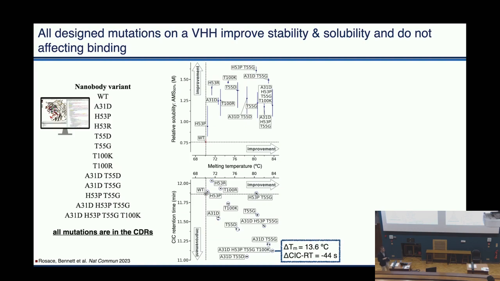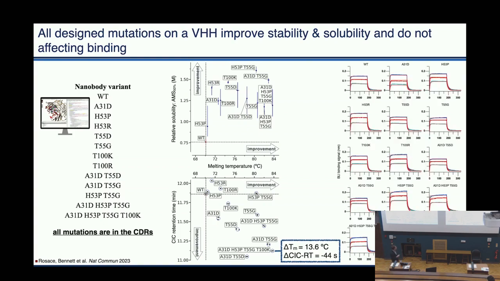And this improvement, just to put it in context, is very substantial. So the stability has improved by almost 14 degrees, which is a lot, and this retention time in this assay by 44 seconds, which is basically the whole dynamic range of this assay. And then they all retained binding to the antigen, except the negative control, of course.